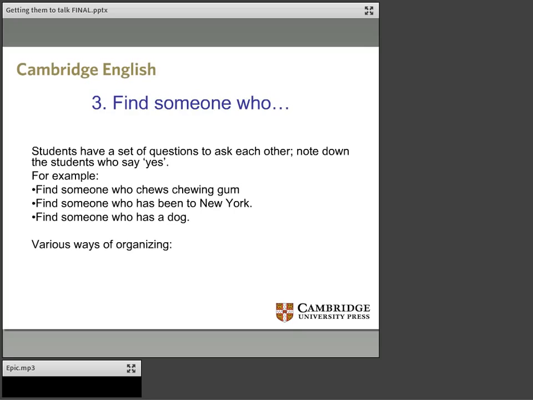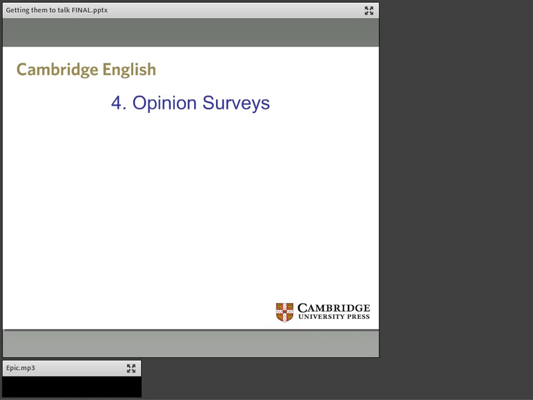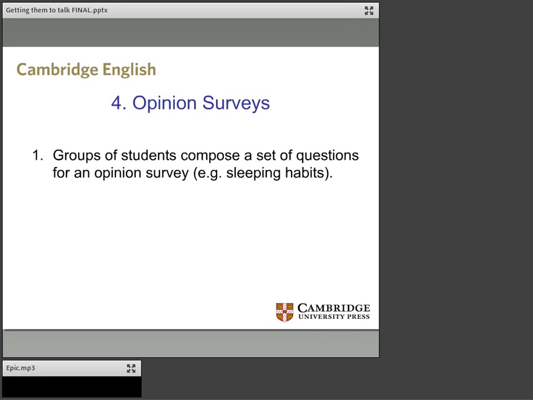There are various ways of organizing this. You can give everyone a whole sheet with a whole lot of questions like this, and they just find as many people as they can in the class, milling around as they go. Or you can have a pile of cards on your desk, and each time they take a different one. Find someone, put it back, take another one. So various different ways of doing this, but this involves people milling around the classroom and asking each other all sorts of questions.